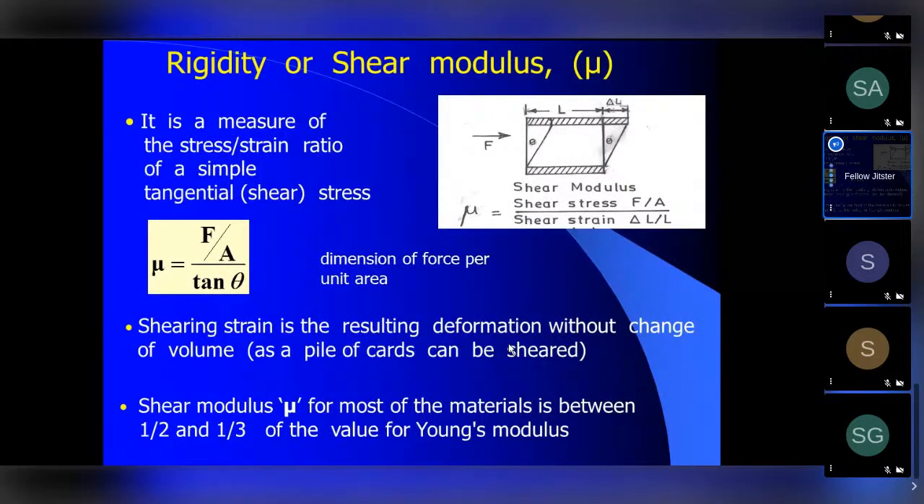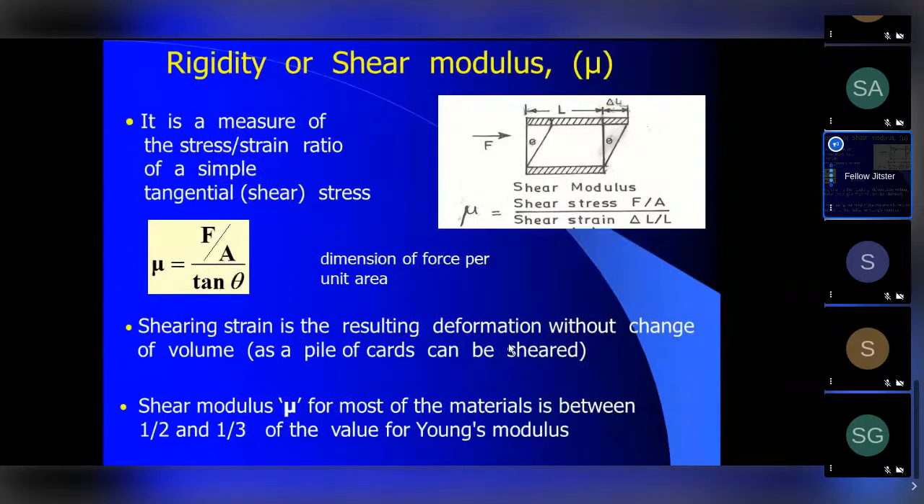Like if you have a pack of cards, you have playing cards, right? You put the deck of playing cards on the table, and you apply a force parallel to the cards. What happens? The cards slide one over another, right? Yes, sir. So that is called the shear stress. That is the one which is showing in the diagram.